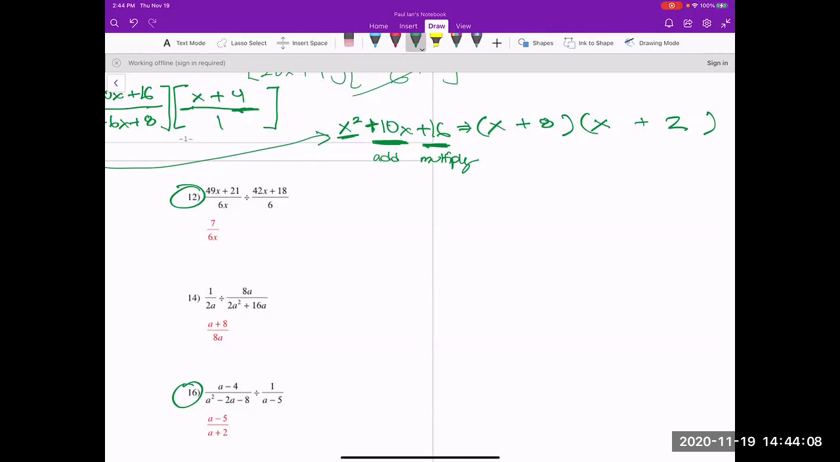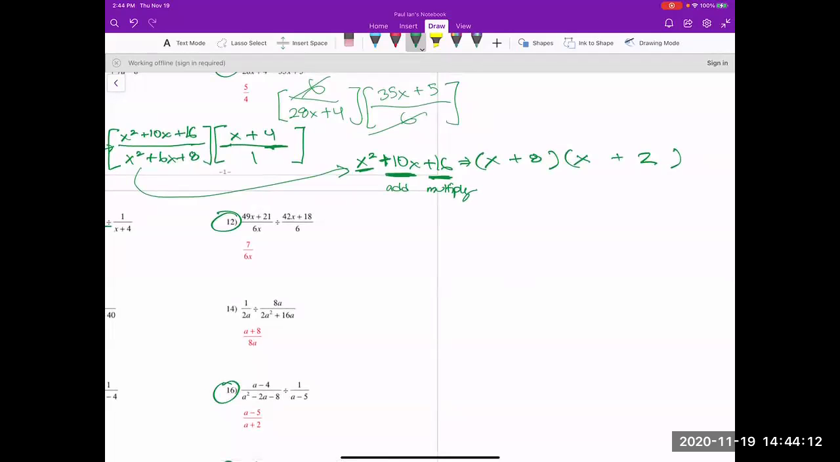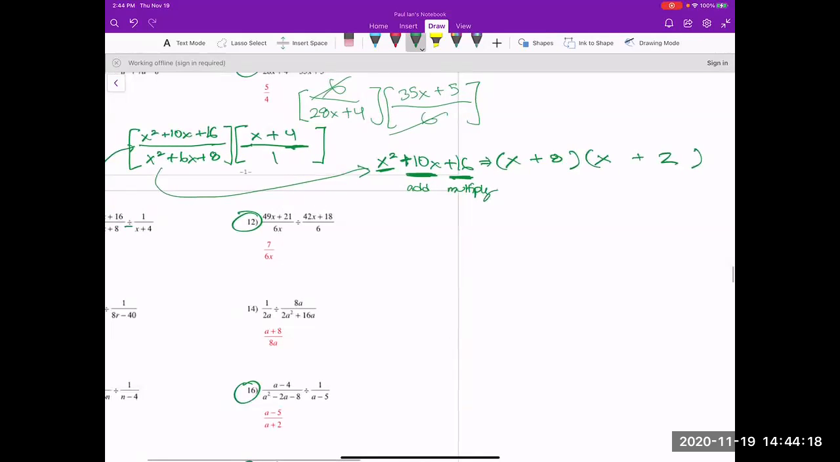That's the trick there: these last two terms. The x is easy, but the numbers that you have to multiply and then add are the trick of the game. So that's the one for the top. Now let's look at the bottom one: x squared plus 6x plus 8. All right.